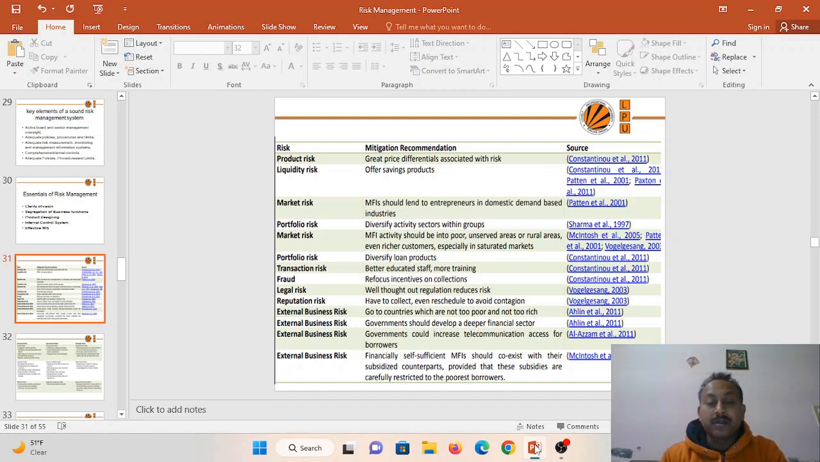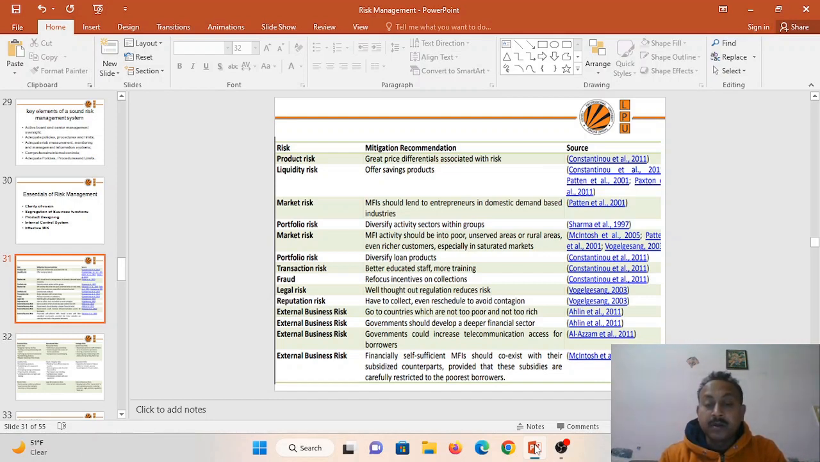And similarly, transaction risk means bring in more people who are educated, more trained, more skilled. So your transaction risk will come down. Fraud, bring in an incentive culture into your system, where people are actually committed to work. Fraud is something people may go into when they get demotivated. Legal risk means you need a very strong legal department, well aligned to what is happening in the market. Whenever there is a change, you have to make the needful modifications in your policies and procedures. That is how you can avoid this legal risk.